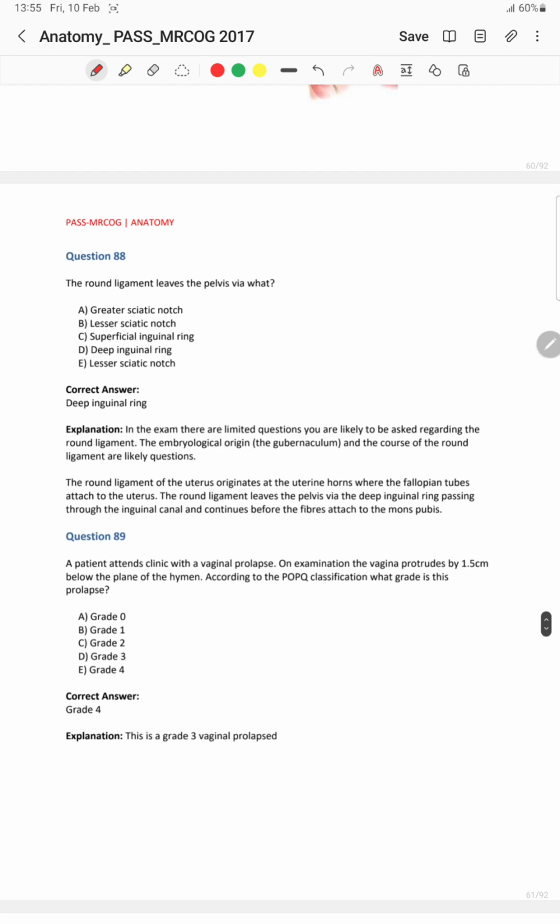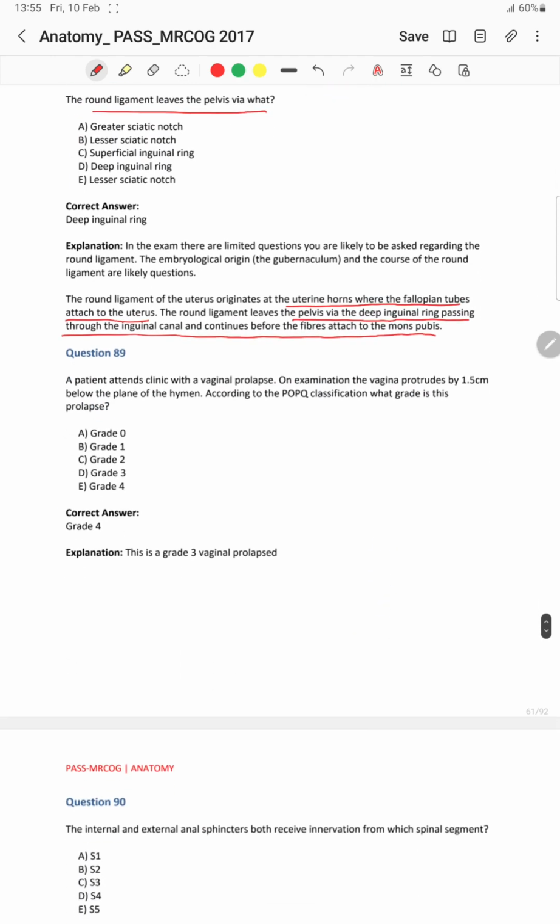Question number 88: the round ligament leaves the pelvis by what? It leaves the pelvis through the deep inguinal ring. The round ligament of the uterus originates at the uterine horns, where the fallopian tubes attach to the uterus, leaves the pelvis by the deep inguinal ring, passes through the inguinal canal, and continues before its fibers attach to the mons pubis.